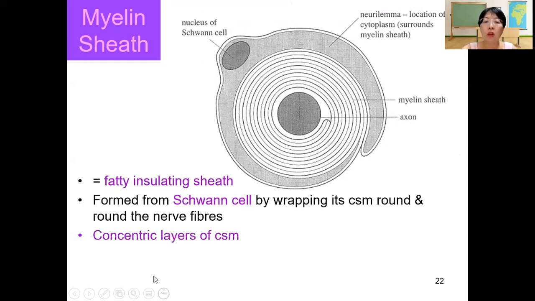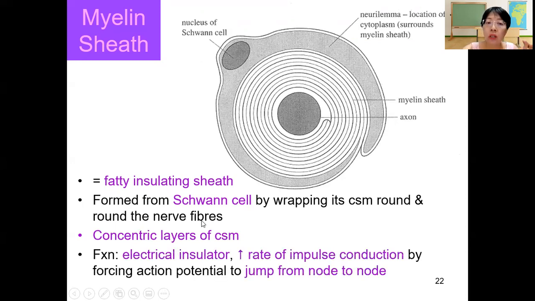Okay, so the function of this myelin sheath is an electrical insulator because ions cannot pass through these layers of cell surface membrane. So therefore, it's an electrical insulator. The main purpose is to increase the rate of impulse conduction by forcing the action potential to jump from node to node. I'm going to explain this one in the subsequent lessons, but not for today.